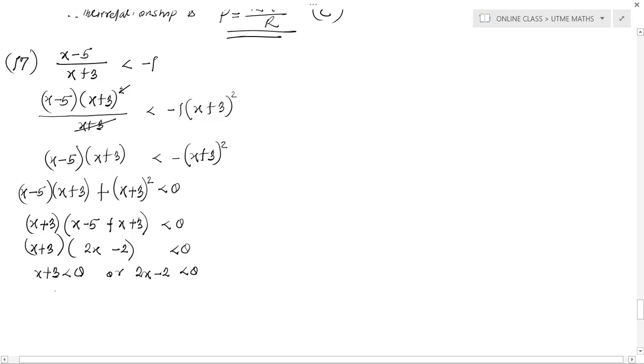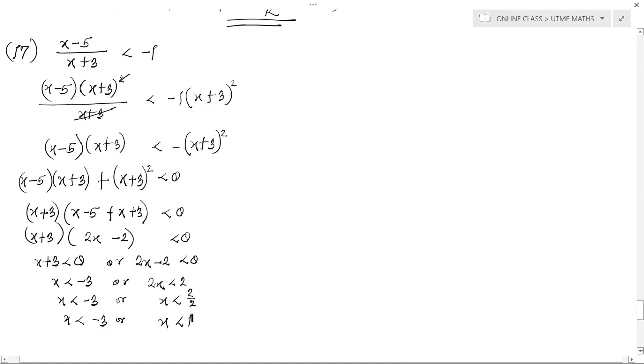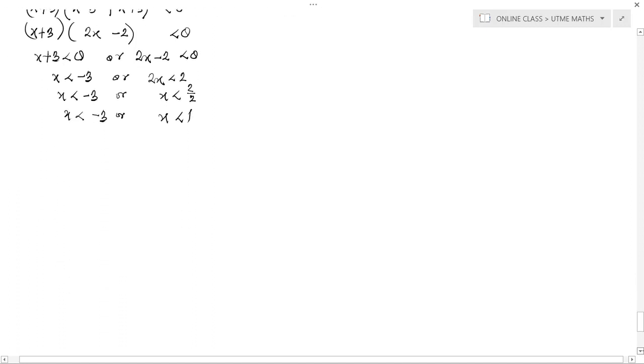So here we have x plus 3 is less than 0 or 2x minus 2 is less than 0. So we have x is less than minus 3, or we say that 2x is less than 2. So we have x is less than minus 3 or x is less than 2 over 2. That is to say x is less than minus 3 or x is less than 1. So in events like this, the inequality sign can't be the same for the two.